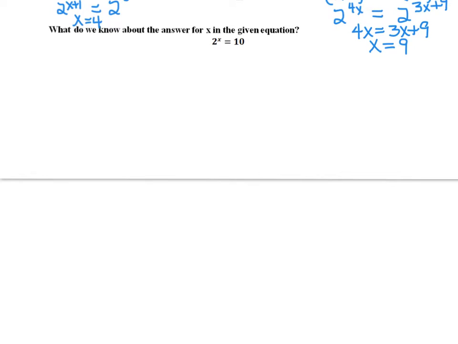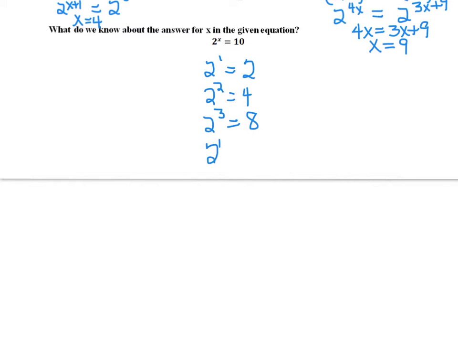In the next example, I want to examine what happens in an equation when 2 to the x is raised to a power and the answer is 10, which is not a power of 2. So I could go back and look at what powers of 2 I know. 2 to the first power, of course, is 2. 2 to the second power is 4. 2 to the third power, that's 8. Oh, we're getting a little bit closer.